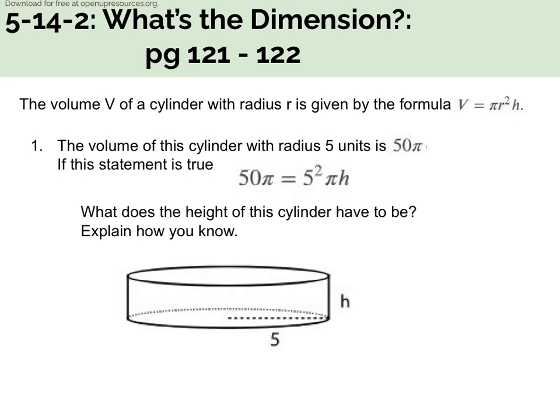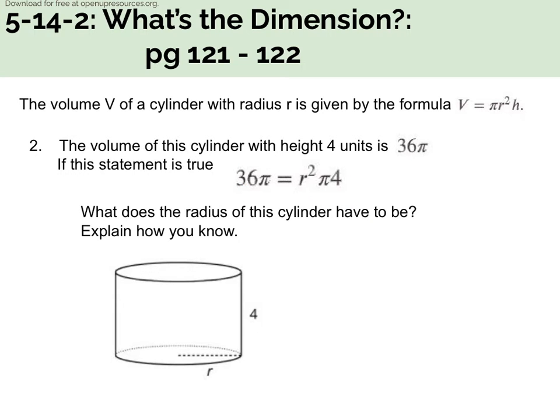So let's look at the 5 squared. What is 5 squared? Well, that's 5 times 5, which is 25 pi. We still have it multiplied by the height, and our final answer would be 50 pi. So really what we're looking at is what number multiplied by 25 makes 50, or 50 divided by 25 is 2. So our height is 2 units.